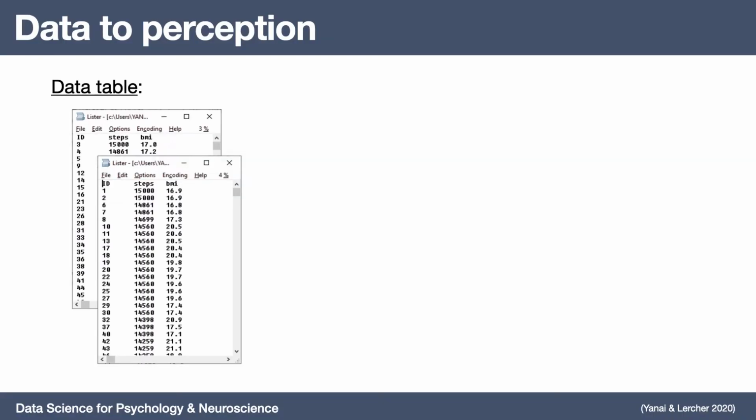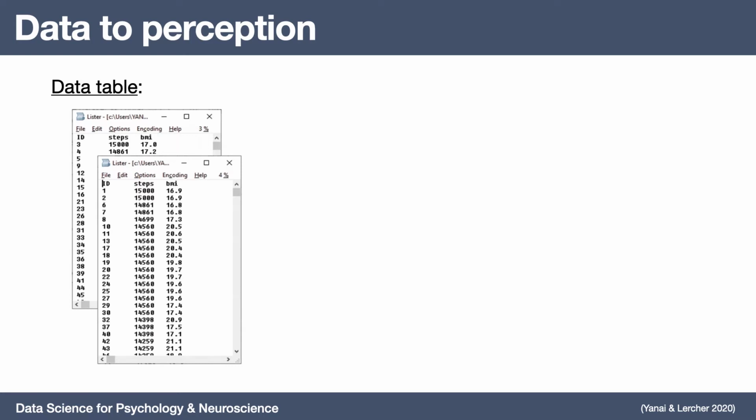For example, in the reading by Yanné and Lurcher, they presented the results of a very interesting experiment where they presented participants with a data table that had number of steps per day by each participant, their BMI, and their gender. So the data tables look something like this. And the authors had two groups of participants. In one group, they asked participants to just understand the relationships in the data. Just explore the relationship between steps and BMI.